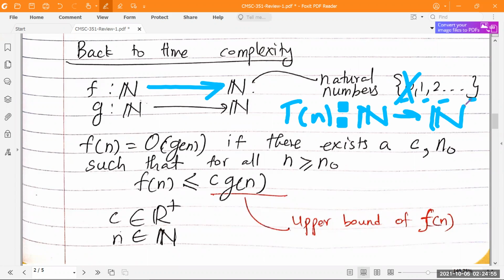So f and g are both matches for T(n). What we can say about time complexity using these functions is, if we have this condition, so this is the condition for big O, we can say f(n) is big O of g(n). This is how we write it. If there exists a C and an N naught, there are two things here, a C and an N naught, such that for all n bigger than N naught, you have this condition.